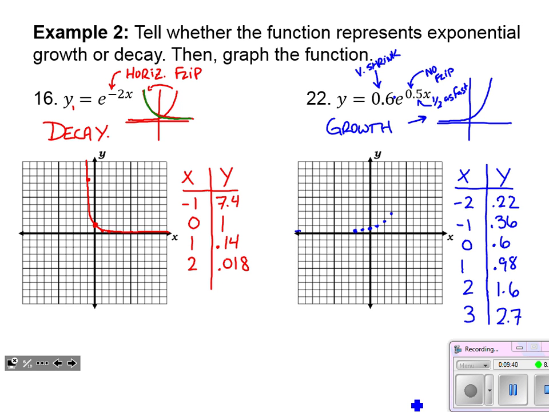So we can definitely tell that our graph is rising exponentially. It's just taking a while because of that vertical shrink and the horizontal stretch. They are really causing it to take a little bit more time to see that exponential growth, but that's all there is to it.